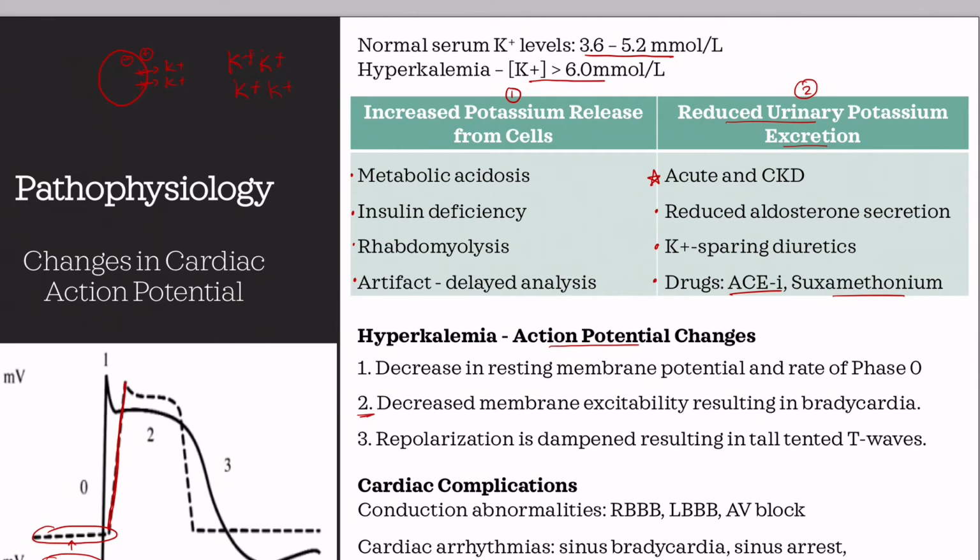Okay, next, hyperkalemia also affects phase 3, which is the repolarization phase, and here we see that the repolarization has been dampened, and this results in the tall tented T waves, because T waves represent the repolarization phase of the action potential. So the cardiac abnormalities of hyperkalemia include conduction abnormalities such as right and left bundle branch block, AV blocks, and cardiac arrhythmias such as sinus bradycardia, sinus arrest, ventricular tachycardia, and ventricular fibrillation, which eventually leads to asystole.